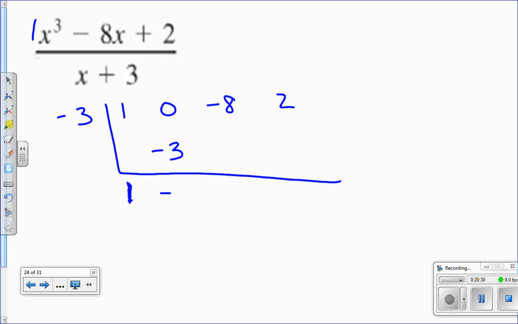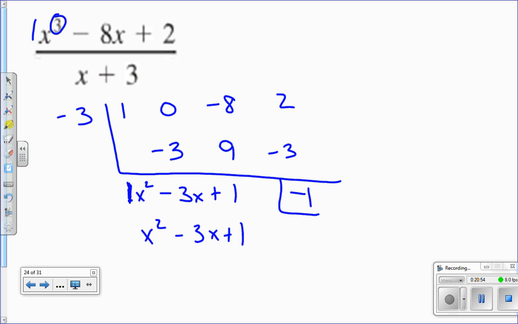We're going to add to get negative 3. We're going to multiply the negative 3's to get 9, add to get 1. And negative 3 times 1 is negative 3, add to get negative 1. So once again, our answer is 1 degree less than what we started with. This is 1x squared minus 3x plus 1 with the remainder of negative 1. So you could write it as x squared minus 3x plus 1 plus negative 1 over the divisor of x plus 3.